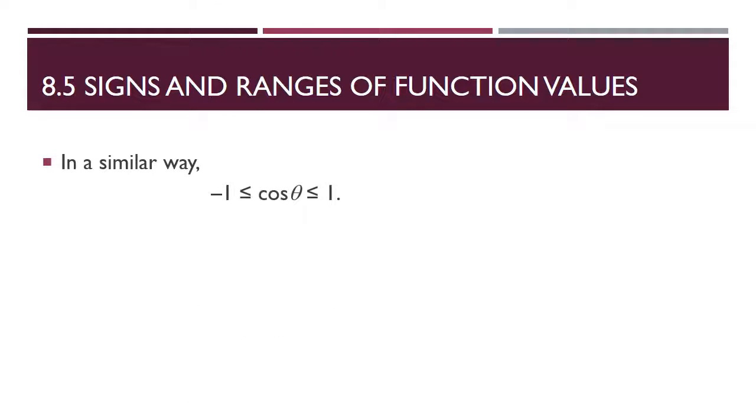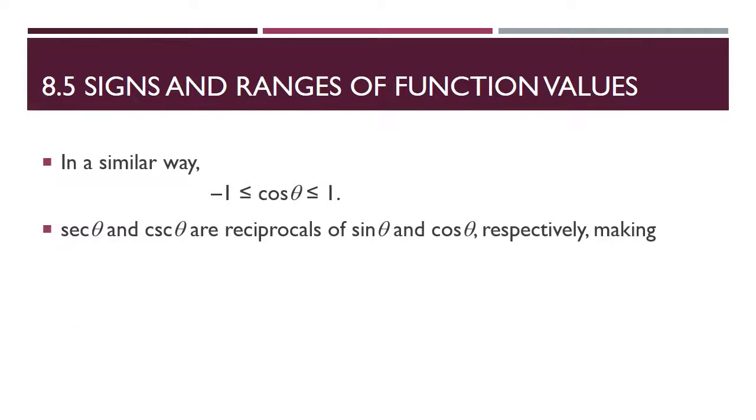And we could, by similar methods, show that the cosine has to be between negative 1 and 1. Now, because secant and cosecant are reciprocals of sine and cosine, that means that the secant is going to be less than or equal to negative 1 or greater than or equal to positive 1. And the same for the cosecant. It's either going to be less than or equal to negative 1 or greater than or equal to positive 1. And we've seen that with the graph.